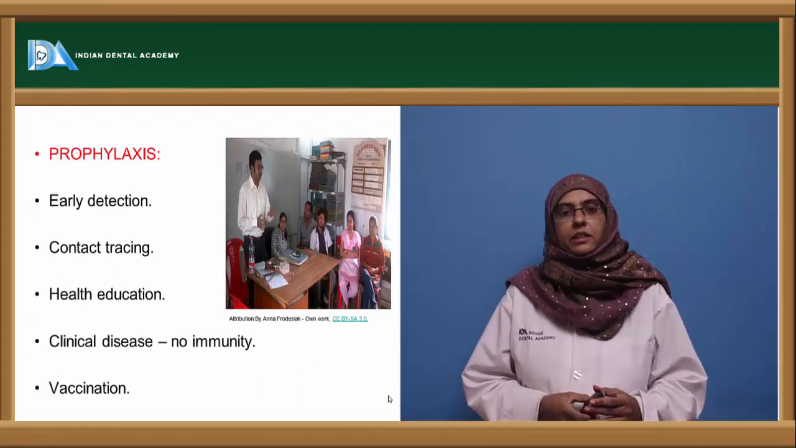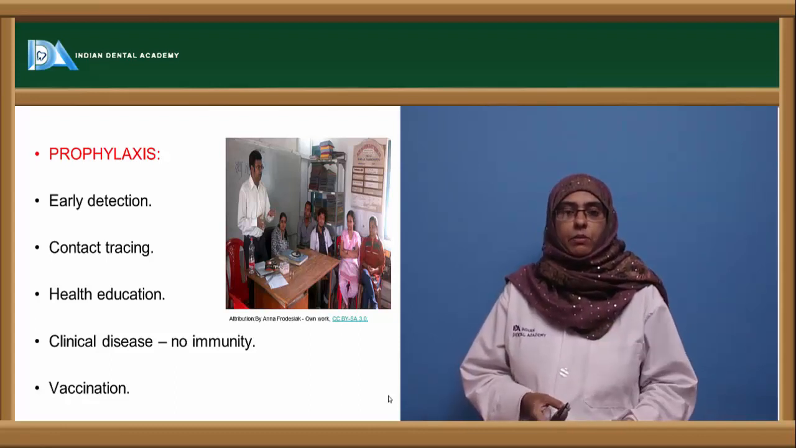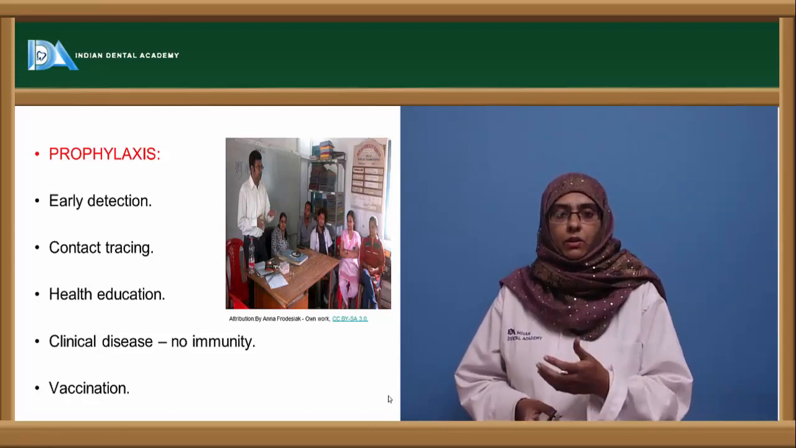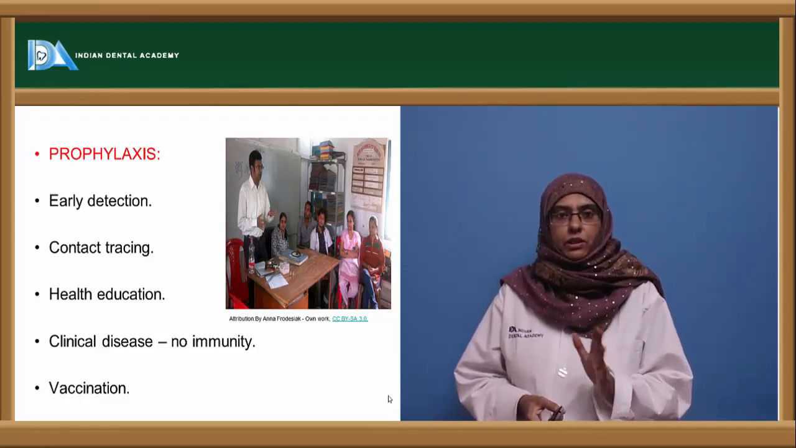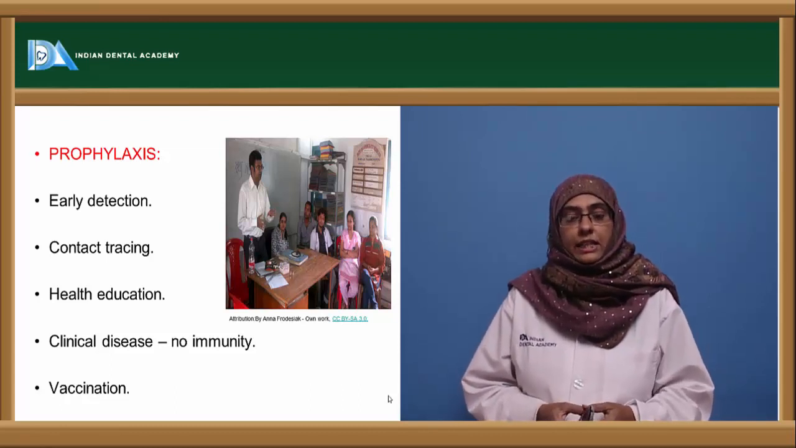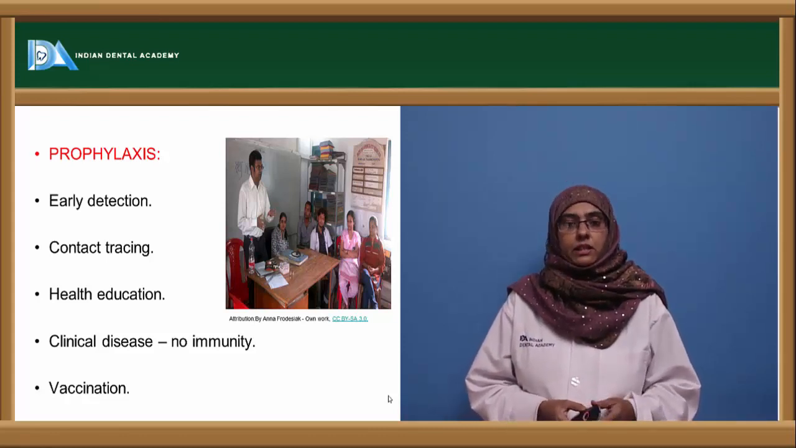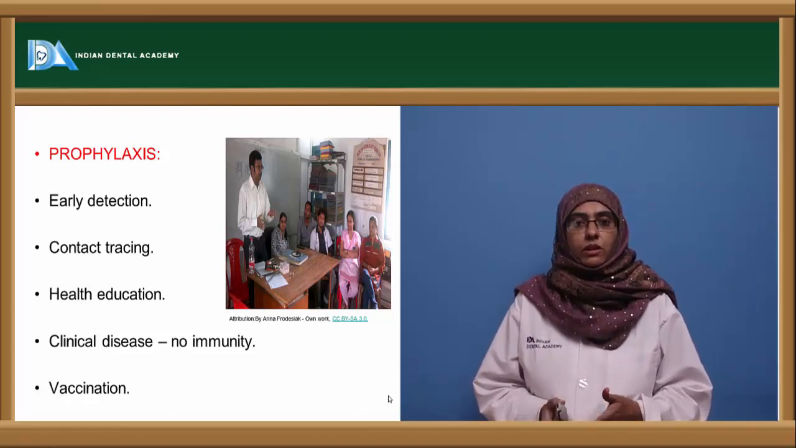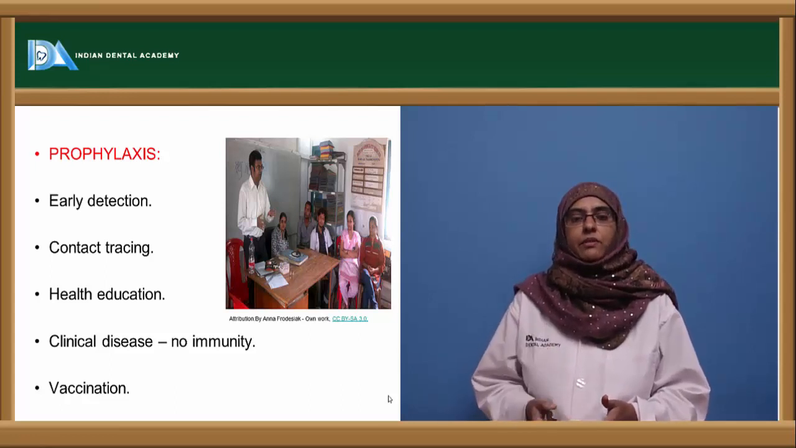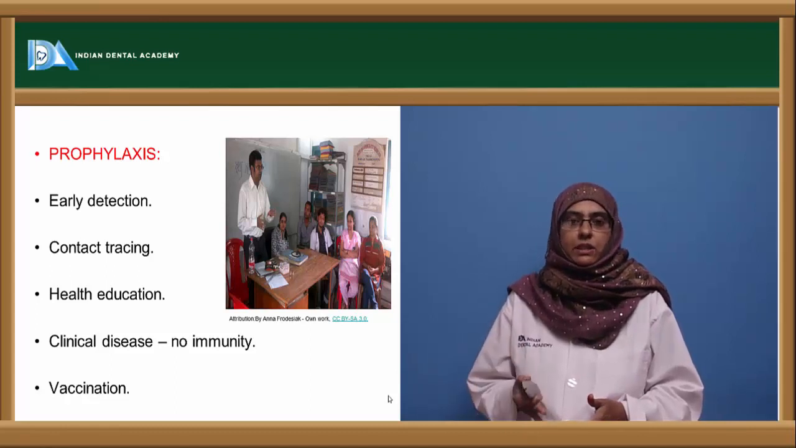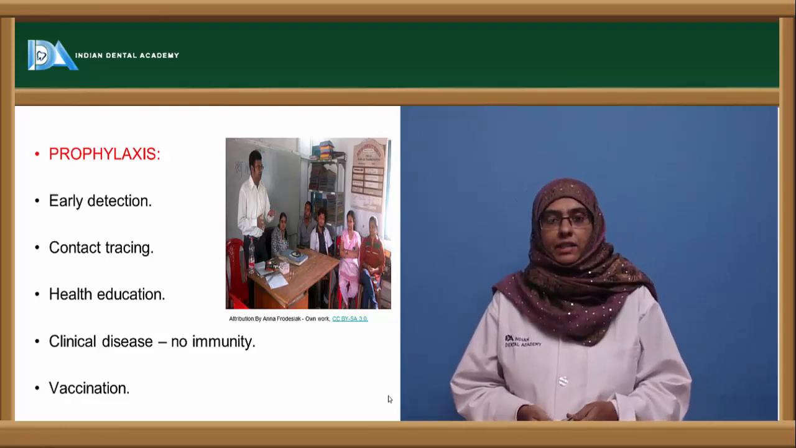Coming to prophylaxis, the control of this organism can be done only after detection. Early detection is very important to prevent the person from developing acute and chronic diseases. So early detection is the important factor to remember to control the disease. Next is contact tracing. You have to trace the asymptomatic carriers who usually carry this infection and can transmit it to others. Health education is very essential. It has to be given in schools and colleges, because this disease is more prevalent in adolescents and young people, and they have to be well educated about these sexually transmitted diseases to prevent them. Next, the clinical disease gives no immunity, and hence you cannot go for vaccination.